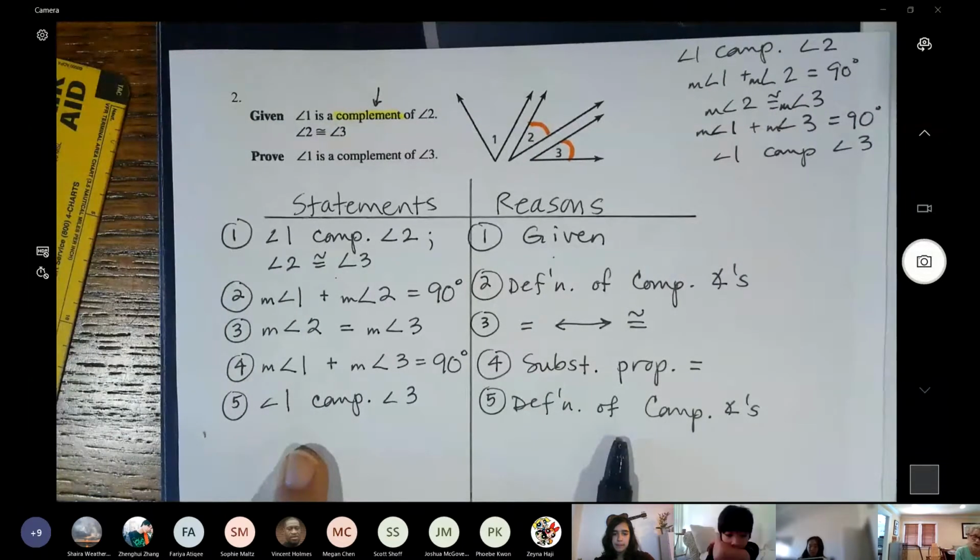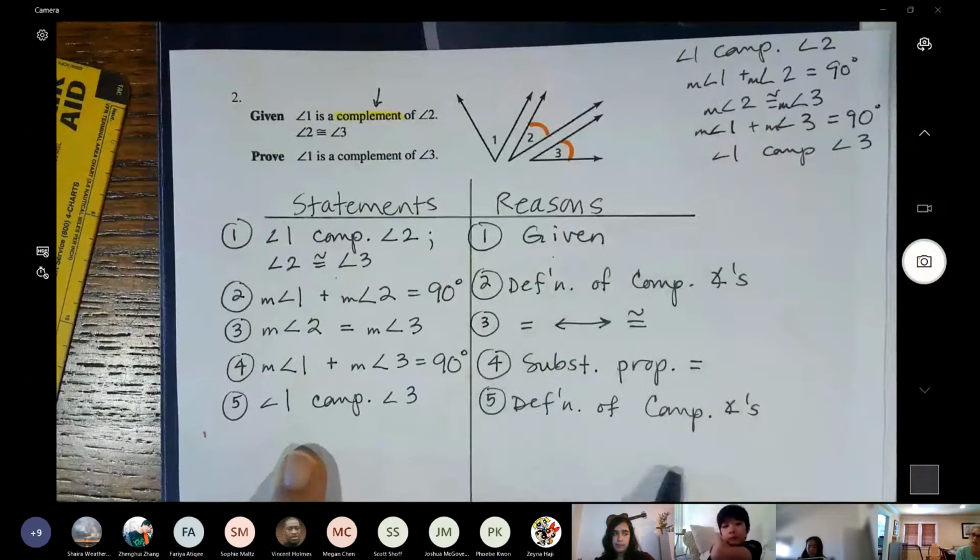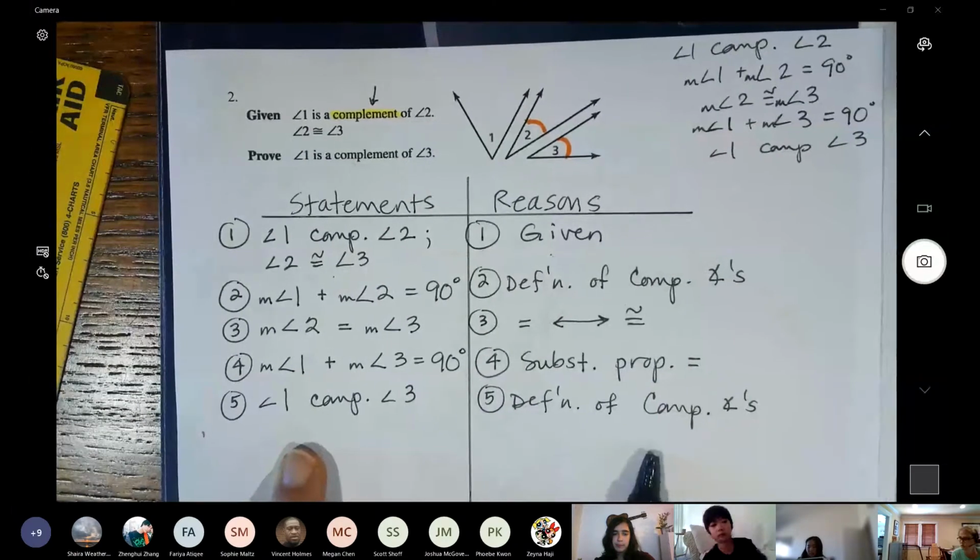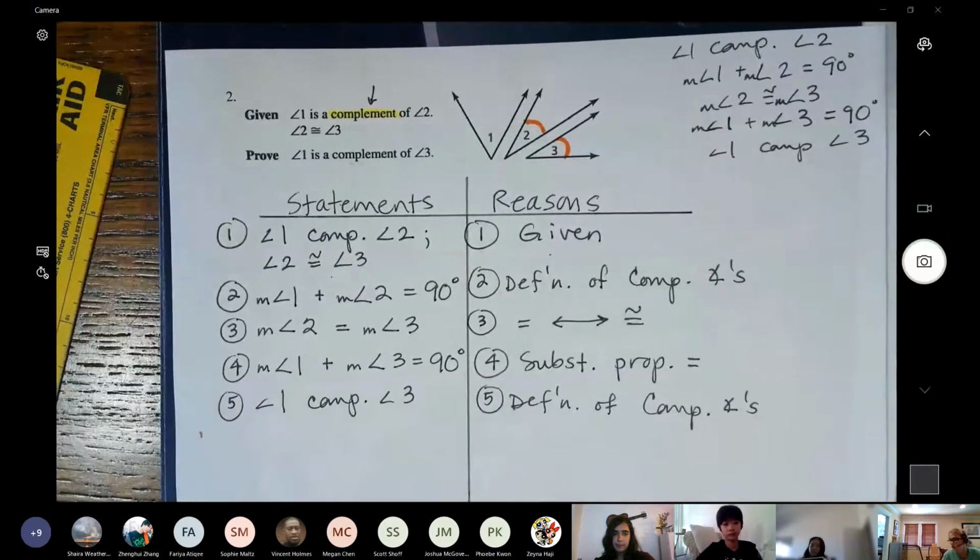The good news is you're going to be using these all year and they will get more and more familiar to you the more we use them. So any questions before I go on to number 3? Just checking for hands.